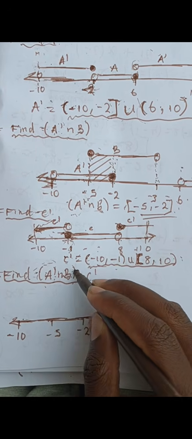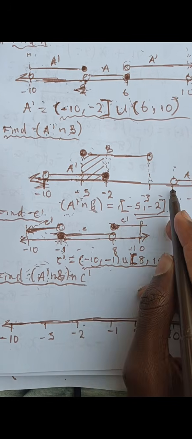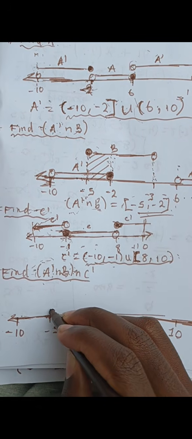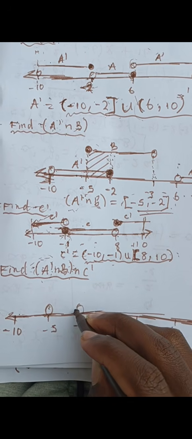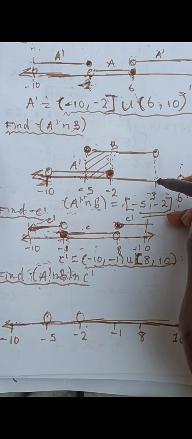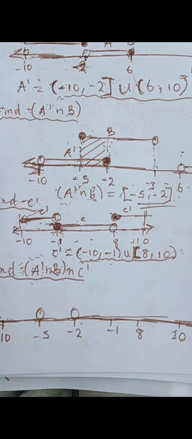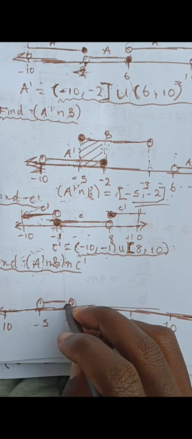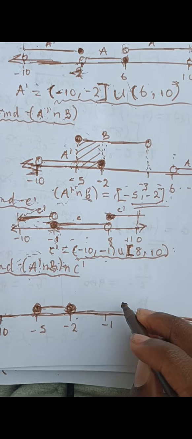So let me start with this one, like I said. A complement intersection B is being presented by negative 5, negative 2. So I'll put a bubble here on negative 5 and on negative 2. Both bubbles are going to be, let me check, yeah, both bubbles are going to be shaded. So both bubbles have been shaded.